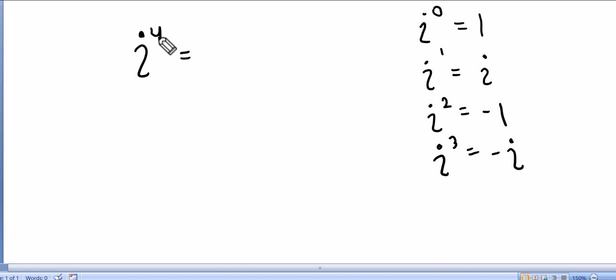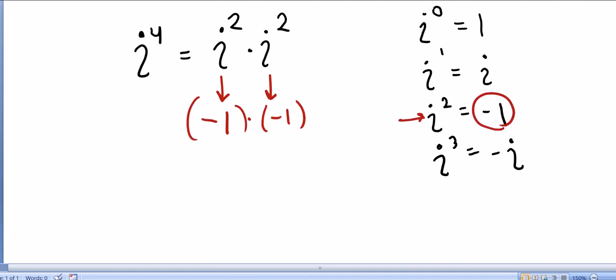What about i to the 4th power? We could write that down as this, but again, this is not very useful. I'm going to rewrite this as i squared times i squared. What was i squared? So I have negative 1 times negative 1, which is a positive 1.